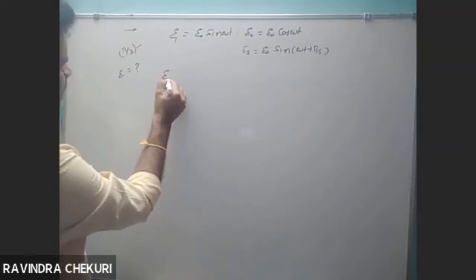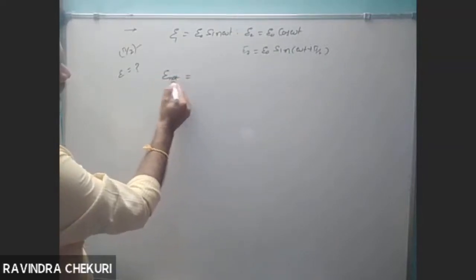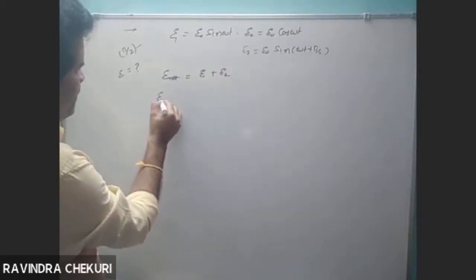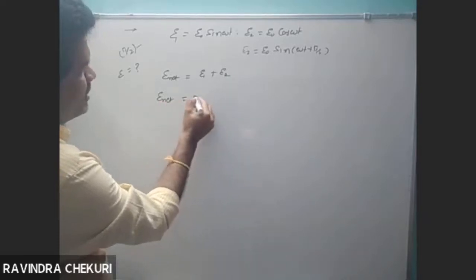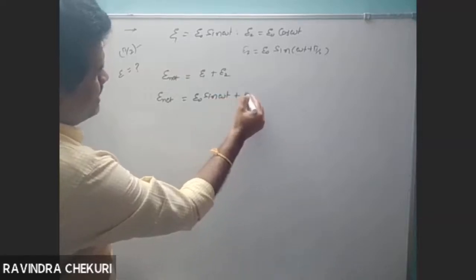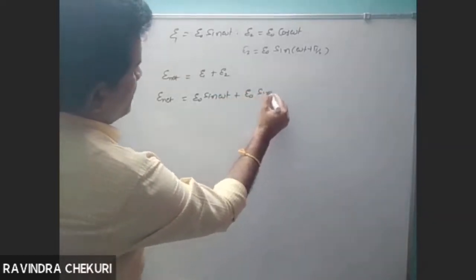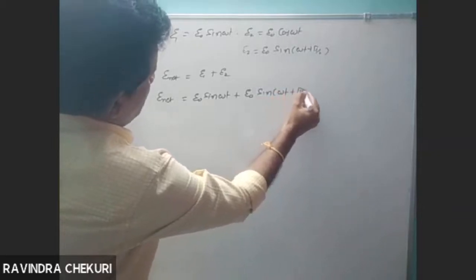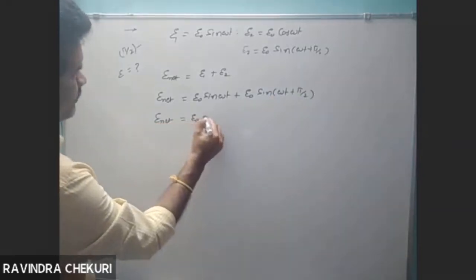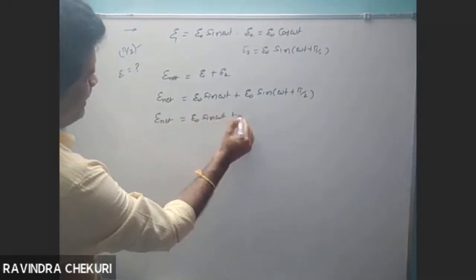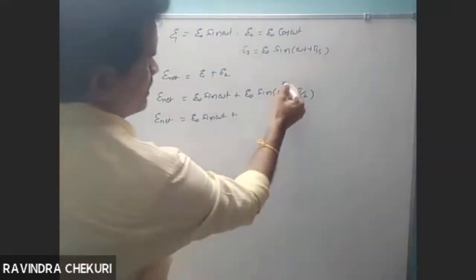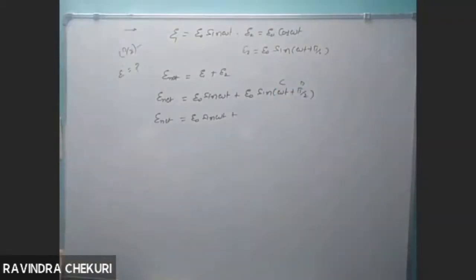So the net value of EMF of the two waves is E1 plus E2. Net value of EMF E is equal to, what is E1? E naught into sine omega t plus E naught into sine of (omega t plus pi by 2). So this is C and this is D. Sin C plus sin D formula.